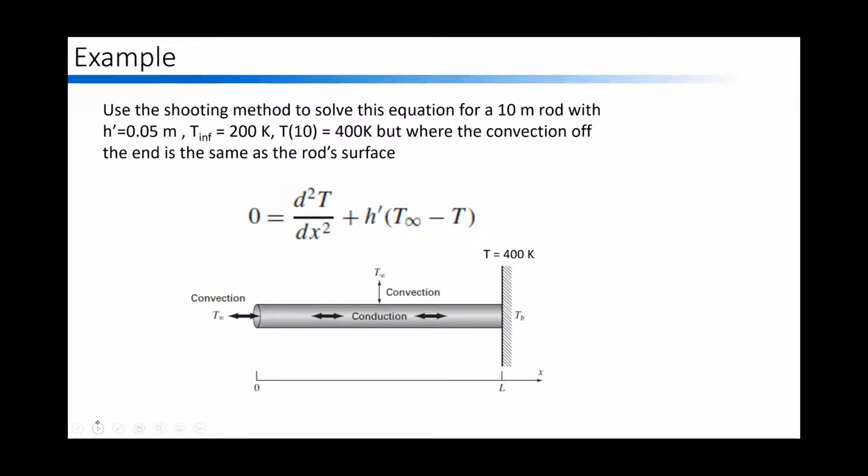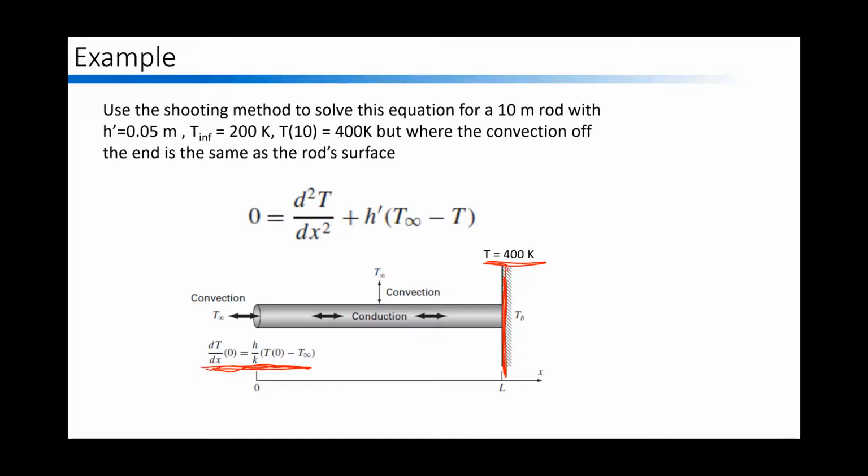I want to now go back and do that same problem, but this time with a Neumann boundary condition. The setup of the problem is more or less the same, but this time we have convection on the end of that surface. So we only have a wall at one side. We're going to keep that same T equals 400 K on the one side, but we're going to have convection off the end.